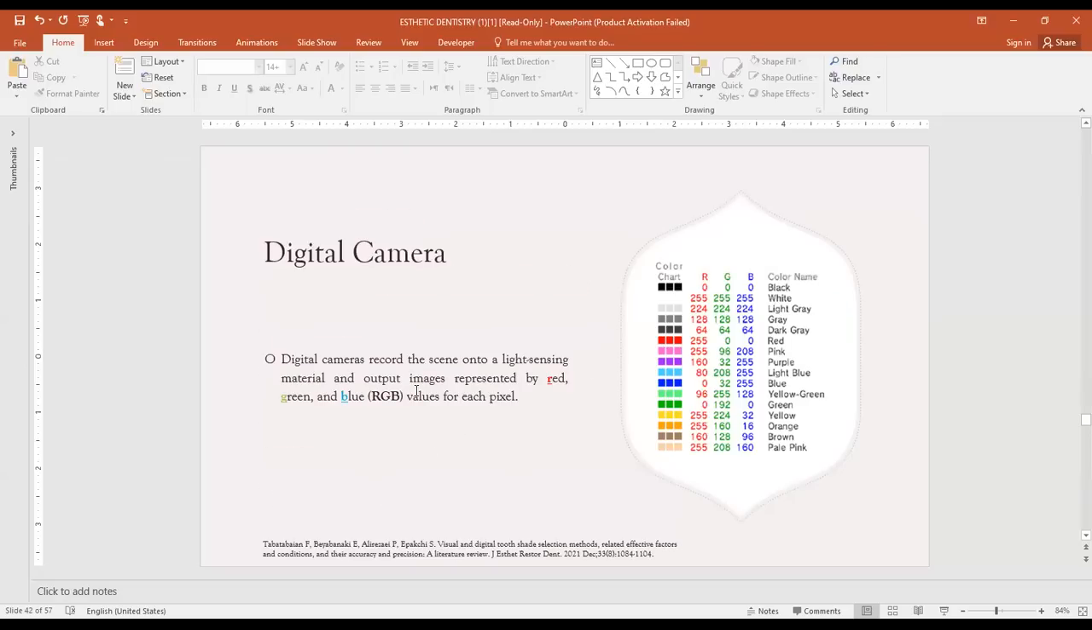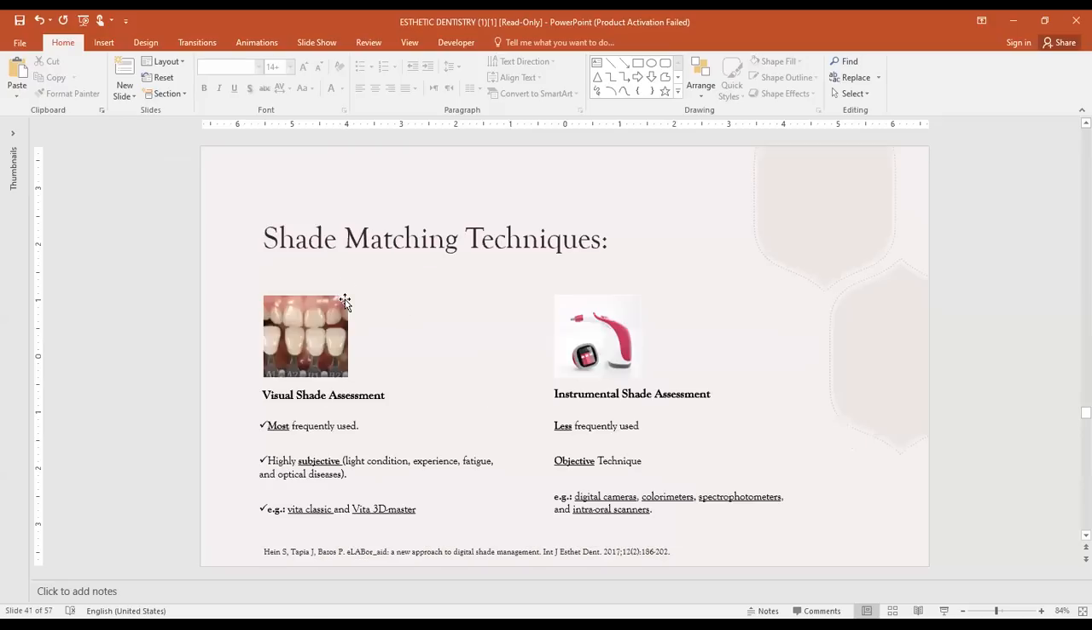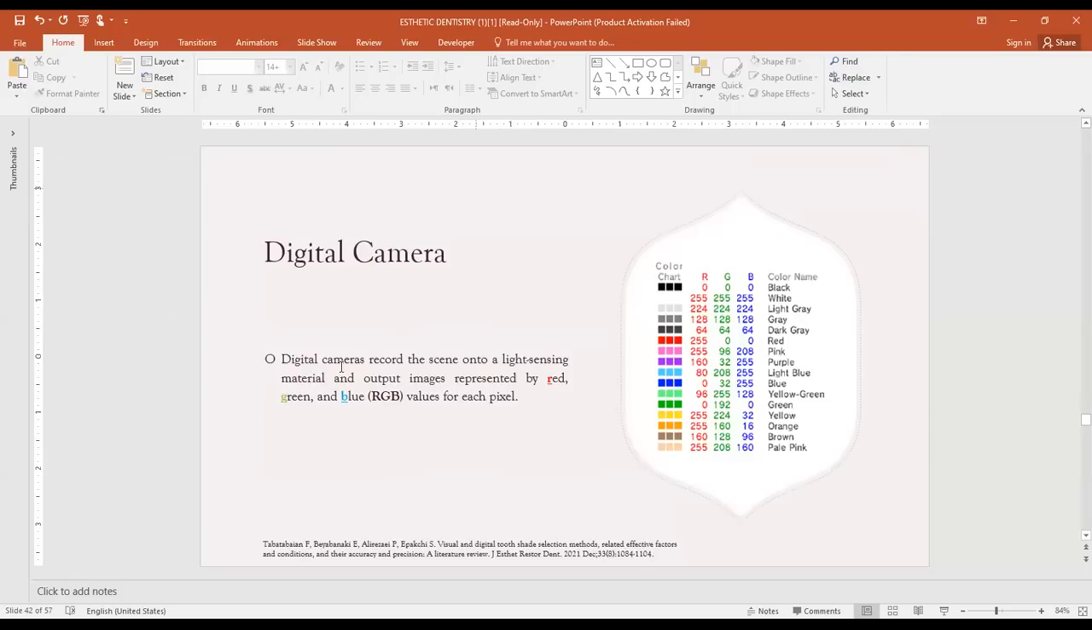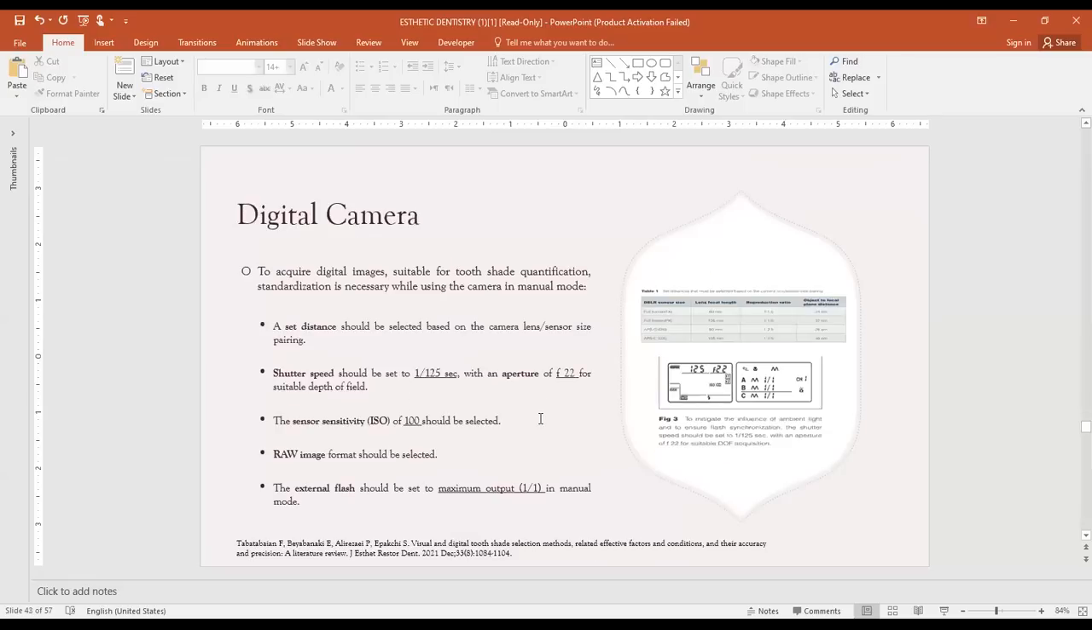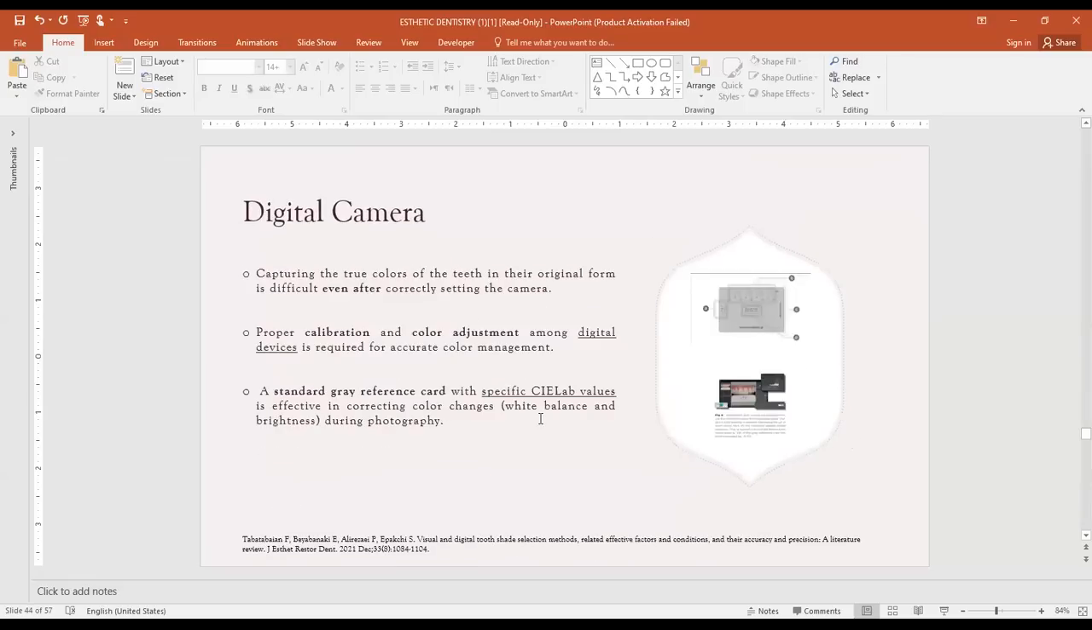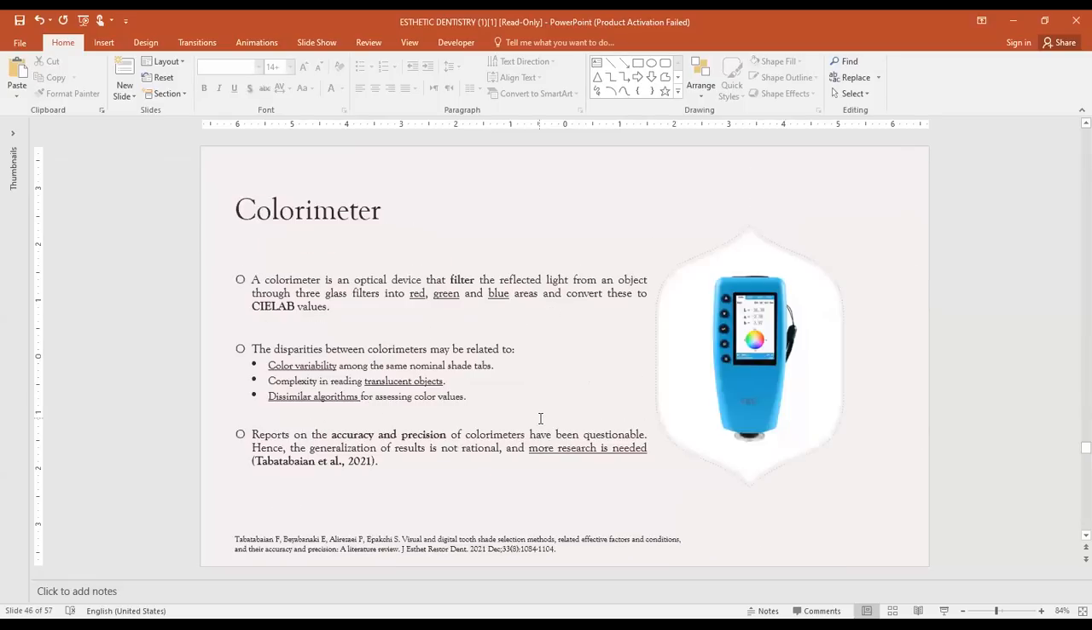So add them first, and I would love to have seen the globe of the colors in the LAB system present here as well. So before the slide, add what are the color systems first, and then go into each one. For example, digital camera will use the RGB system. If we're talking about the spectrophotometer, it will be using the LAB system, and so on. Okay, the colorimeter you also use.